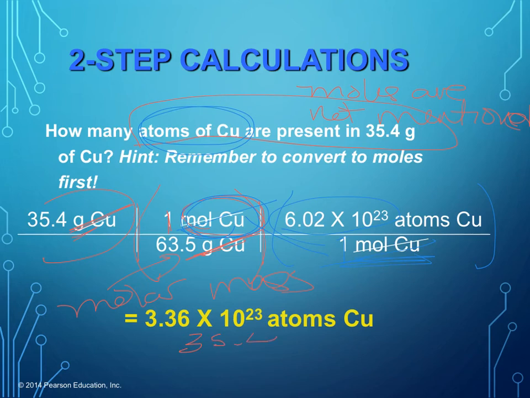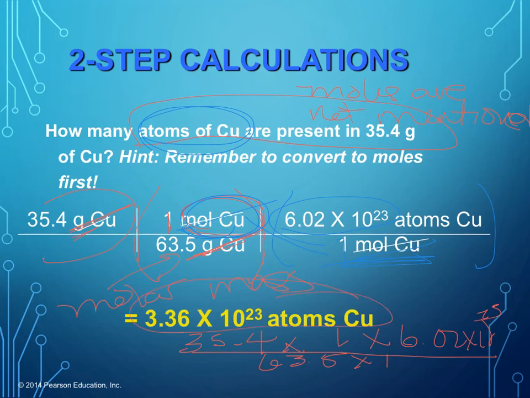It's 35.4 times 1 times 6.02 times 10 to the 23rd. And then multiply everything together in the denominator, 63.5 times 1. I would strongly suggest getting your calculator out now and making sure that you get this same answer that I did, 3.36 times 10 to the 23rd, because as I mentioned in class, when you end up multiplying and dividing in a number of steps, many students enter it wrong into their calculator.